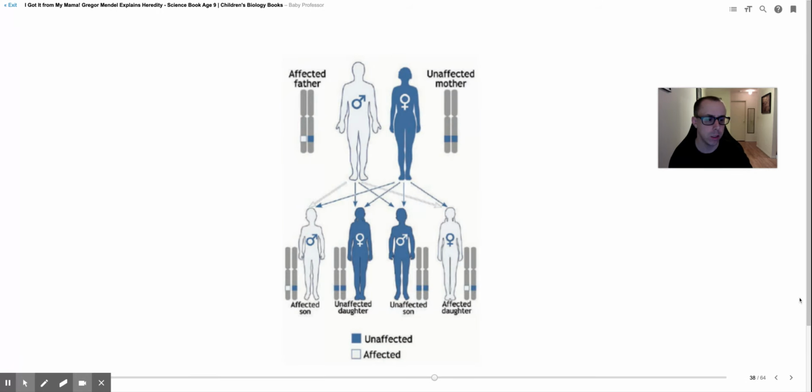Here is discussing how genetic disorders can be passed down.